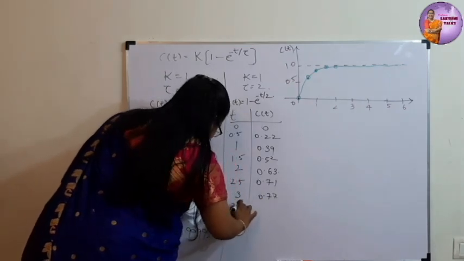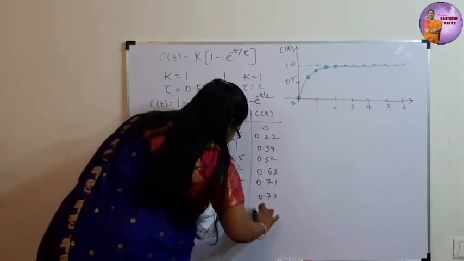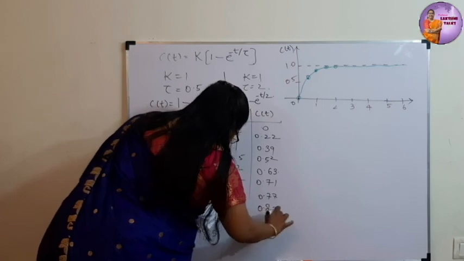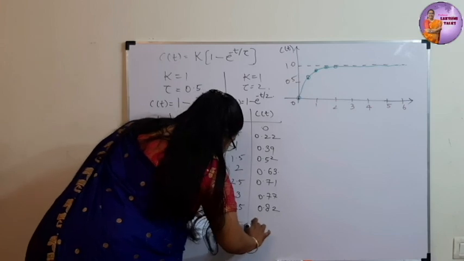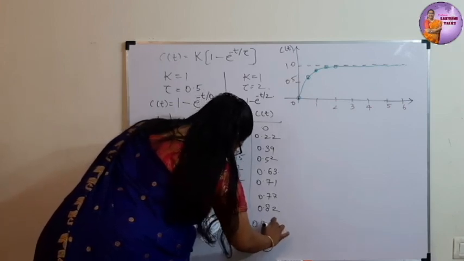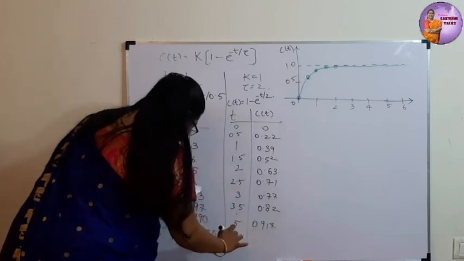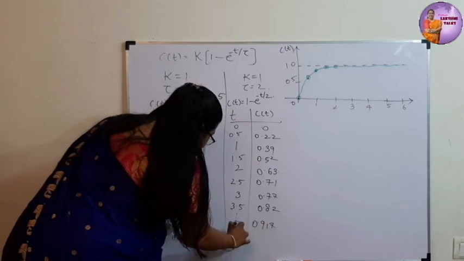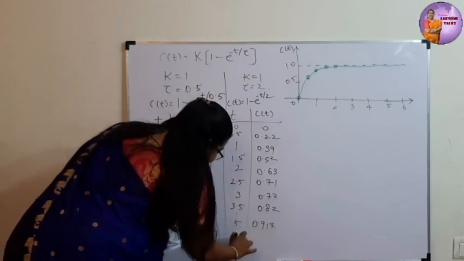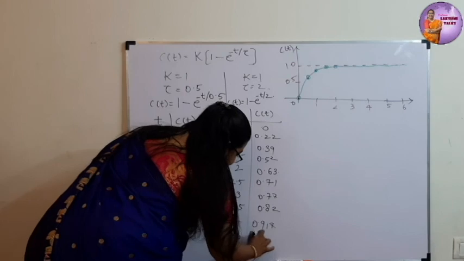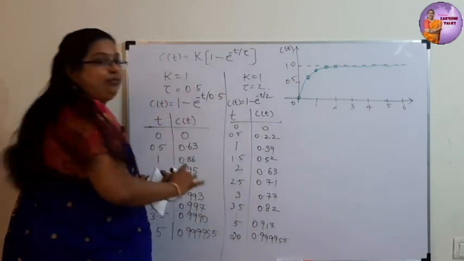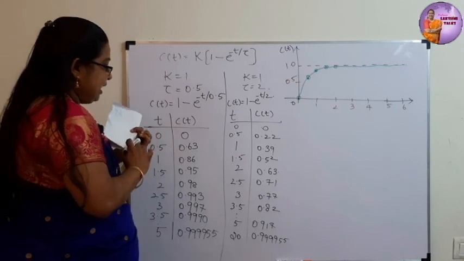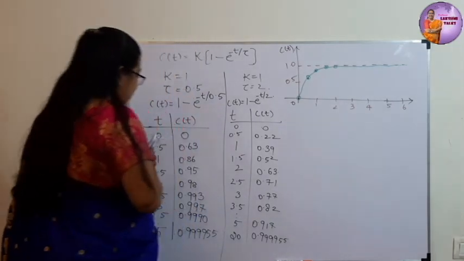At 3.5, it is 0.82 or something. Around 5, it is 0.917. And only at t equal to 20 do you get the same value, 0.999955. Now it is time to plot these values also.